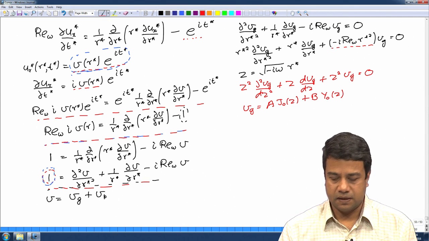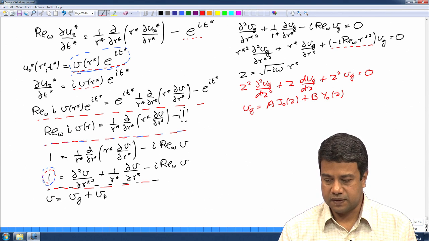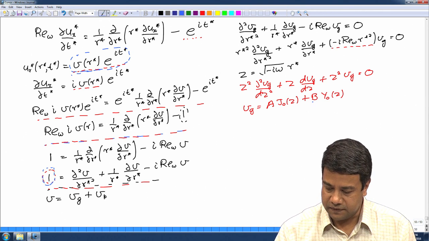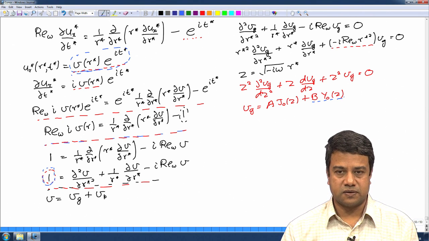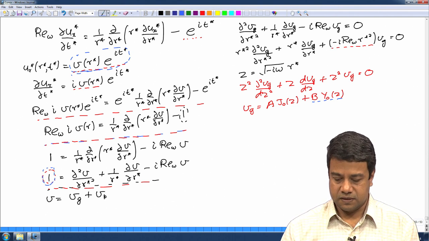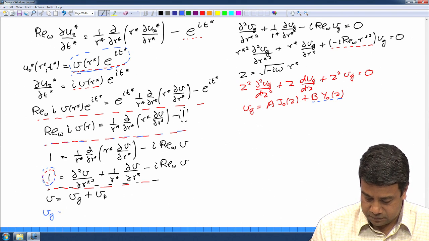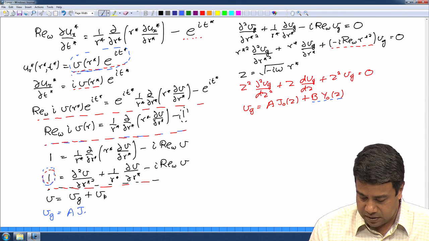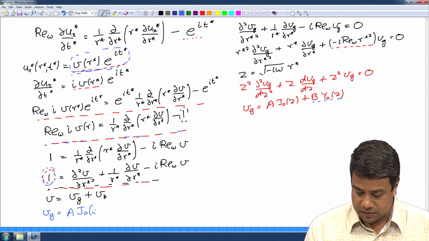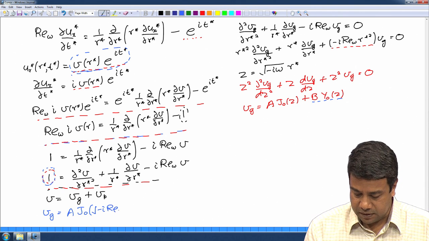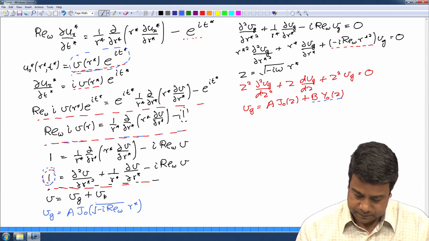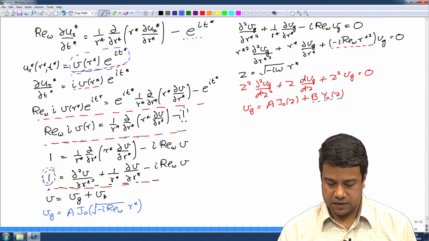Of course, as I had explained in my discussion on heat transfer, this function Y0 goes to infinity as z goes to 0. Therefore, the coefficient b has to be equal to 0, and I get the general solution as just a times J0 of the square root of minus i Re omega times r star. So, that is the general solution for this differential equation.